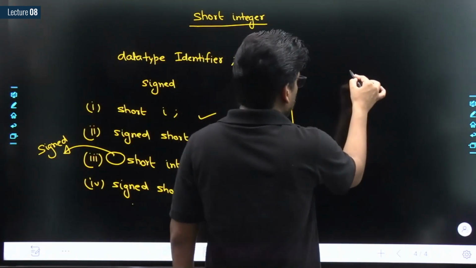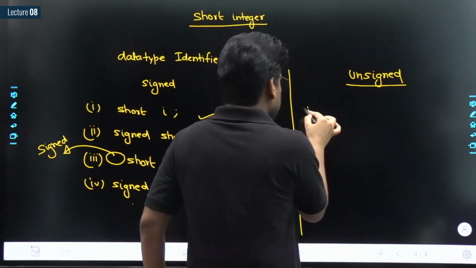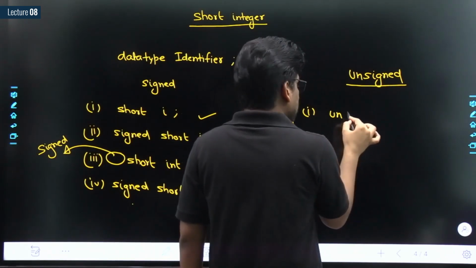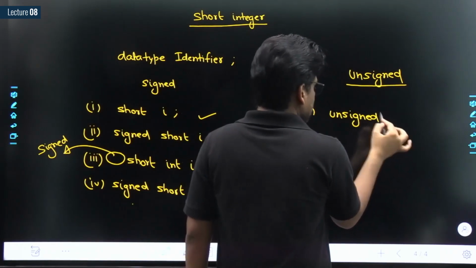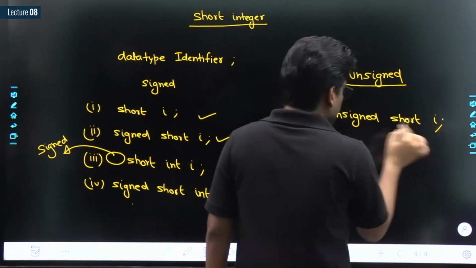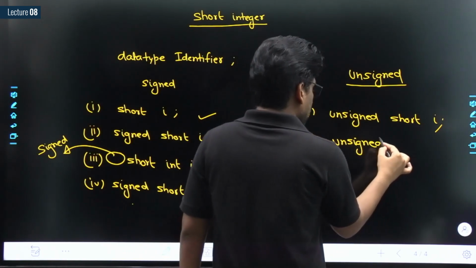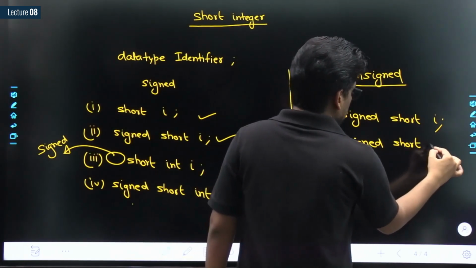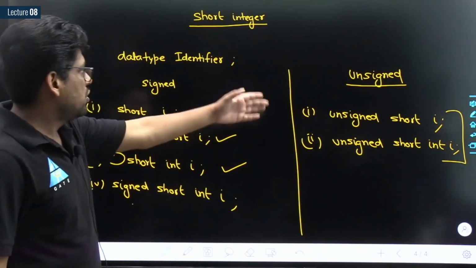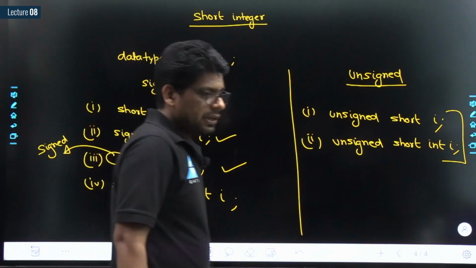But if I talk about unsigned short integer declaration, then the very first thing is, sir, you need to specify unsigned. This is mandatory, unsigned short I. Perfectly okay. Sir, can we write unsigned short int I? Of course. So these are the declarations for unsigned short integer and these are the declarations for signed short integer. I hope things must be clear now.